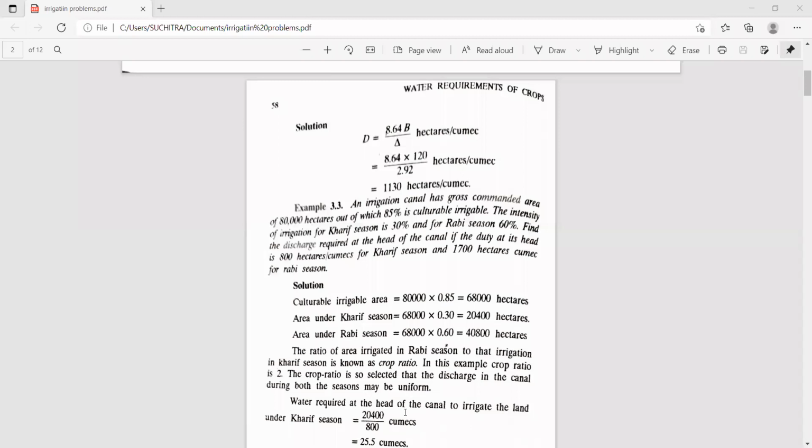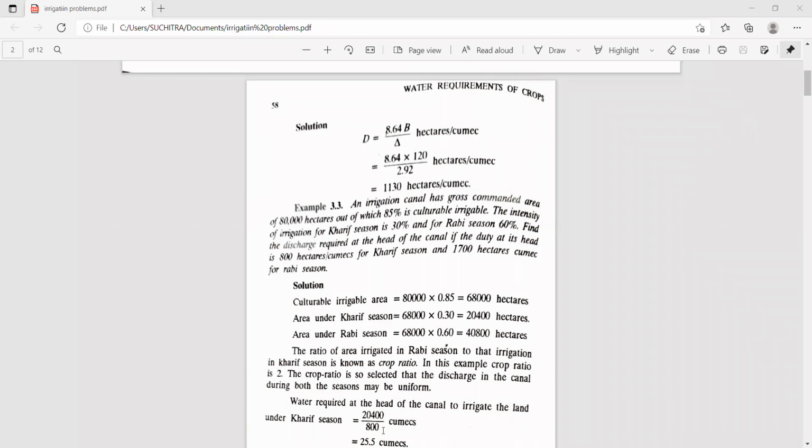Now, water required at the head of the canal to irrigate the land under Kharif season. So what is the total quantity of water required in cubics at the head of the main canal to irrigate the land under Kharif season? We have calculated the area under the Kharif season, that is 20,400 hectares.